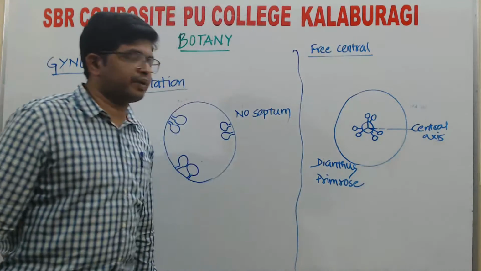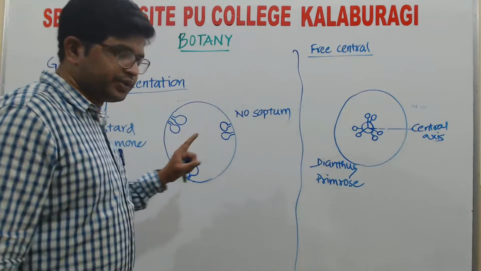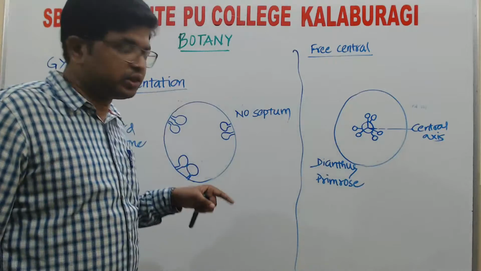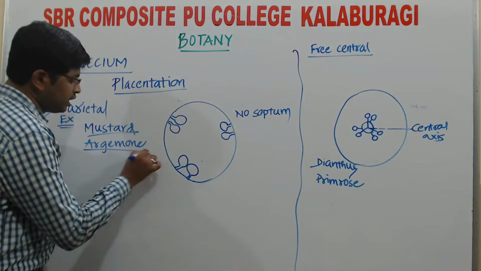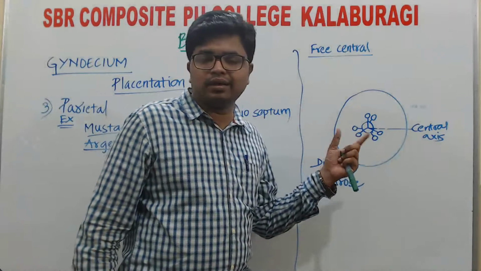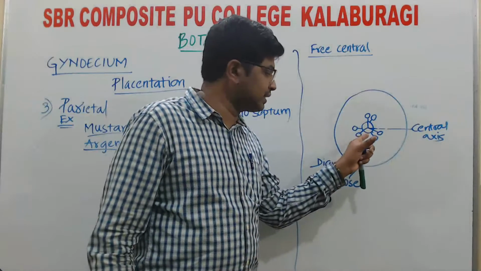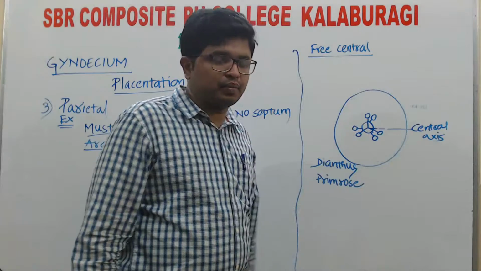Okay, dianthus and primrose. Kindly correct me. I had mentioned the vice versa, so it is wrong. Parietal placentation, you will see that the ovules are at the periphery, generally observed with mustard and argemone, whereas for the free central, you will see that at the center the ovules are placed on the central axis. Examples are dianthus and primrose.